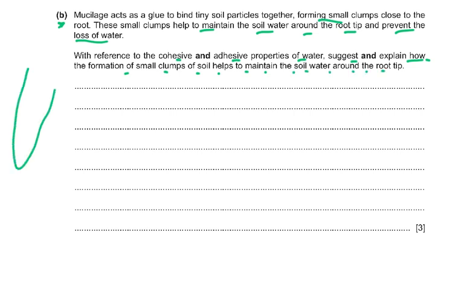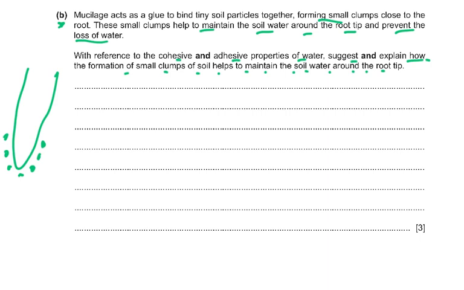So this is the root tip, and then these clumps form around it because of the mucilage, which acts as a glue to bind the soil particles together. So basically, when we're going to talk about cohesion and adhesion, just describe it, just define it. So water molecules form hydrogen bonds, 1 mark. Cohesion between water molecules.